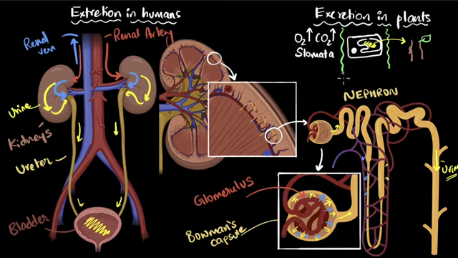And of course, there are other ways as well. For example, they can also excrete through soil. They can also put some of the waste products out into the soil.